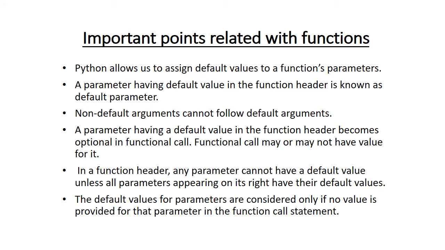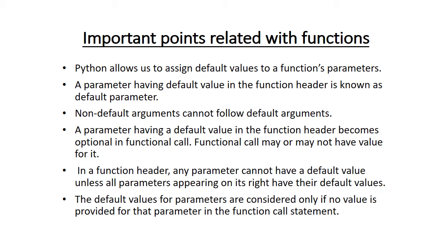Python allows us to assign default values to a function's parameters. A parameter having a default value in the function header is known as a default parameter. Non-default arguments cannot follow default arguments. That means whenever there are default arguments, they should be written at the end, at the last.